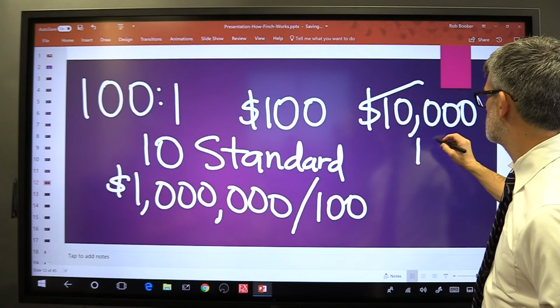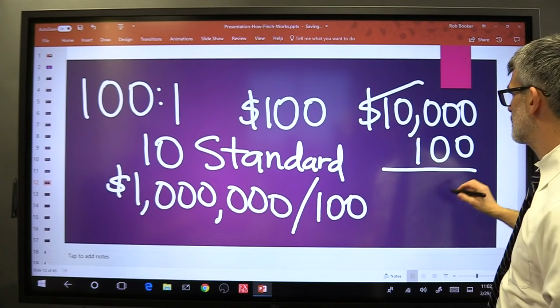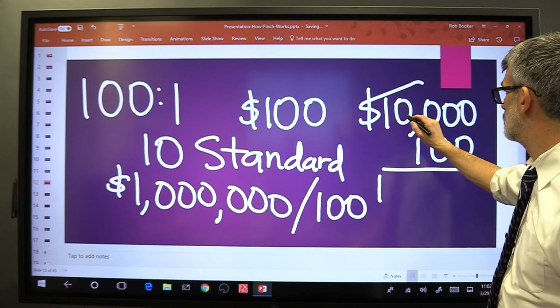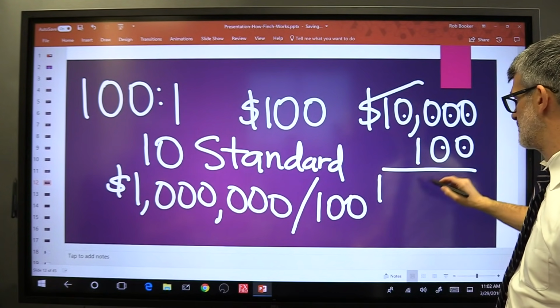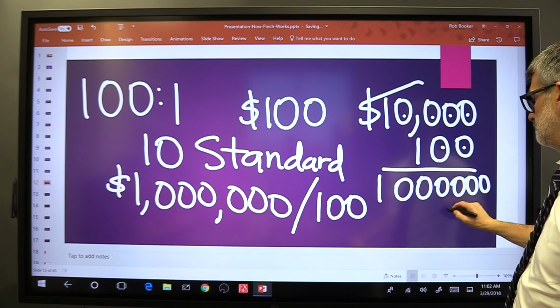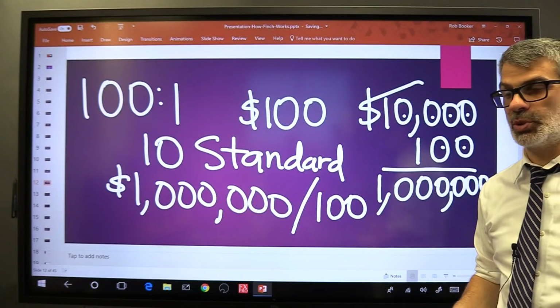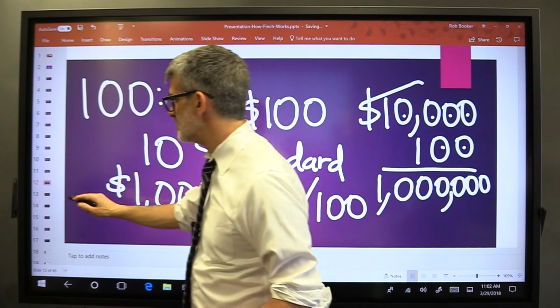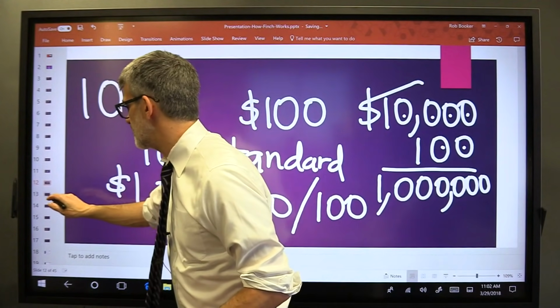10,000 times 100. Let's just check our math. 1 with 1, 2, 3, 4, 5, 6 zeros. 1, 2, 3, 4, 5, 6. There we go. So we work backwards from there. Let's do another example just to make sure we're all on the same page.